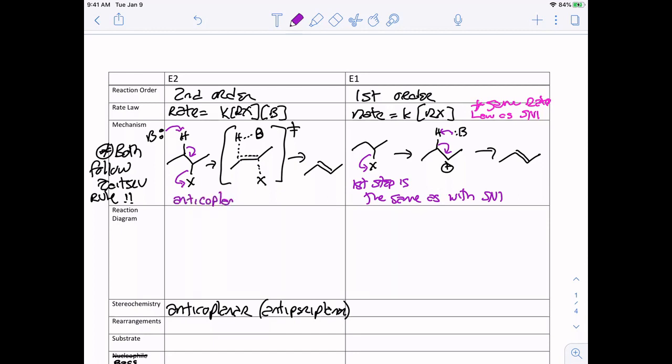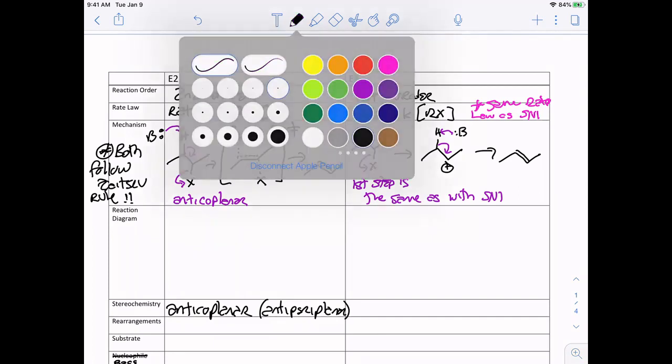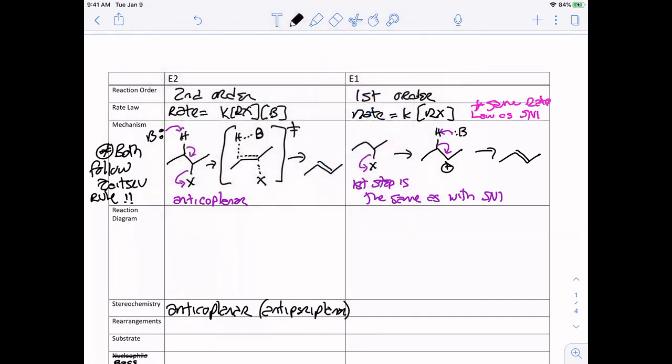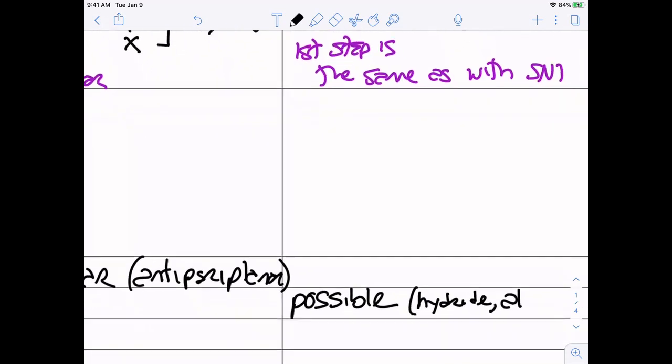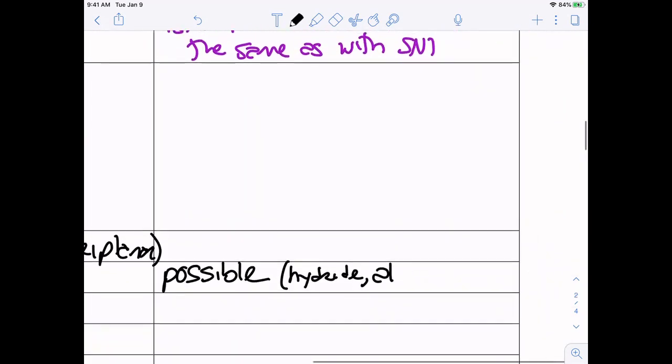Anti-coplanar, we did write that below, but we'll put it up here also, so be careful for that. I do have rearrangements with E1, that's possible. Let's add that. So possible. Anytime you have a carbocation, watch out for rearrangements, right? And then the same options. We could have hydride, alkyl. Alkyl's pretty rare, but it is possible. Alkyl shifts. And then also resonance, if it's allylic or benzylic, so watch out for those guys.